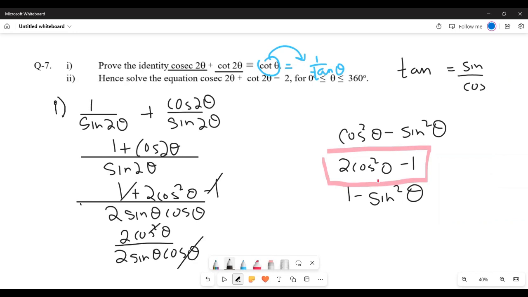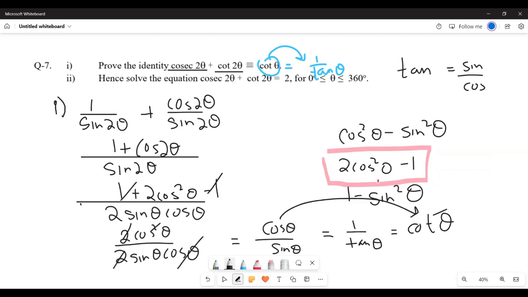And now 1 cos theta and the square cancels out, 2 and 2 cancels out. So we get cos theta by sine theta, which is actually cot theta, because this is 1 by tan theta, which is cot theta, or you can directly write cot theta from there. Because remember, tan is sine by cos, so cot is cos by sine. So we've proved the identity in part 1.